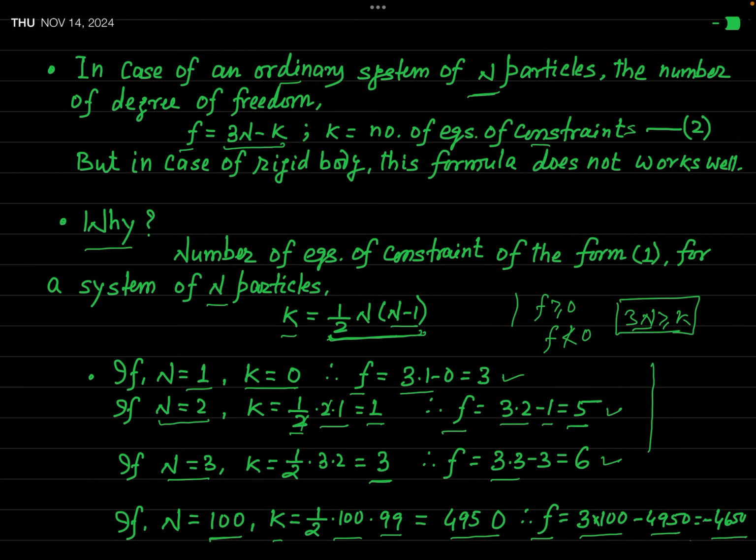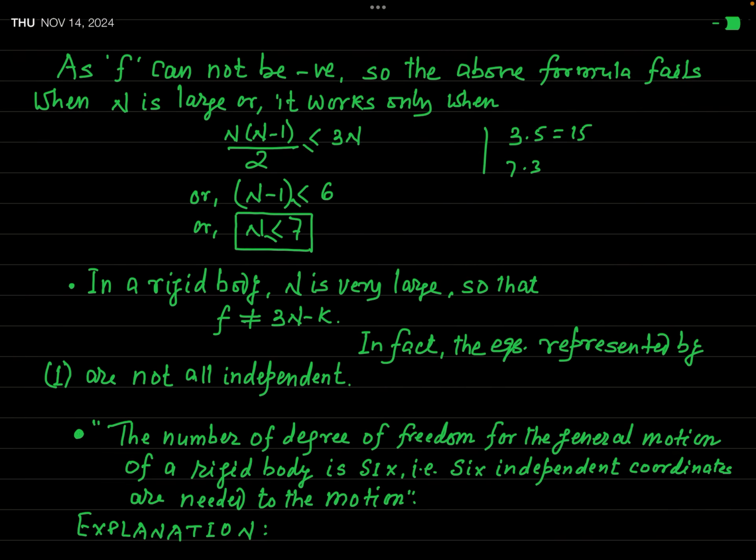So I have told you earlier that this formula f equal to 3n minus k for finding the degrees of freedom for an ordinary system does not work well in case of a rigid body. I think you have completely understood this explanation. Okay. So I have mentioned here that as f can never be negative, the above formula fails when n is large. Now let us see when this formula will work well.